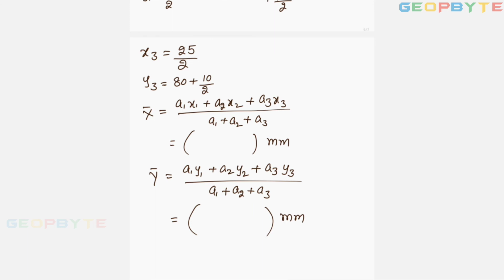With this, dear students, I am ending this video. In the next video, I will try to explain the centroid for different unsymmetrical sections or uneven sections. These are all the even sections. We will see the uneven section centroid in the very next video.